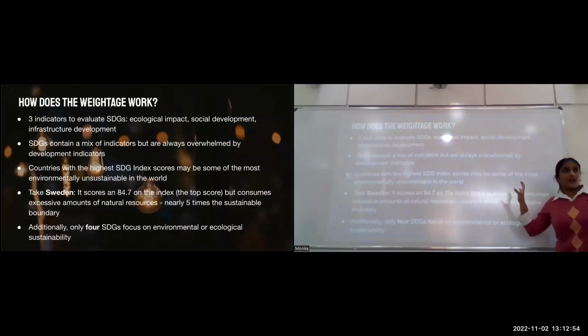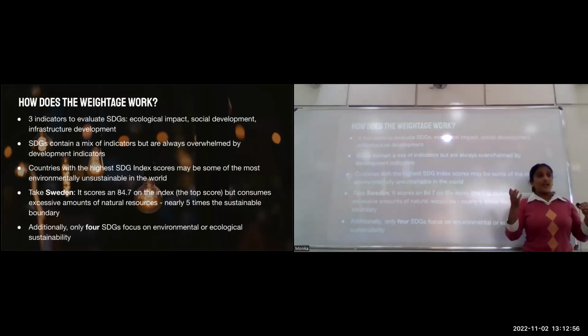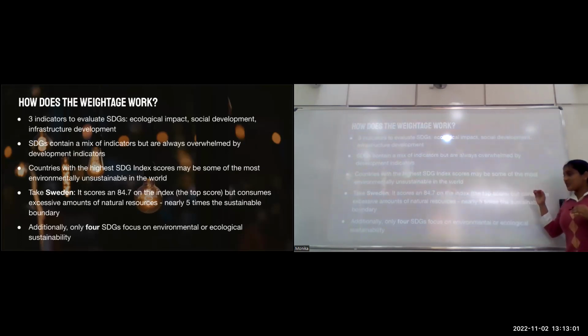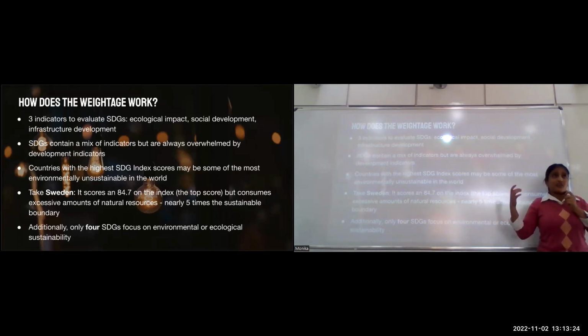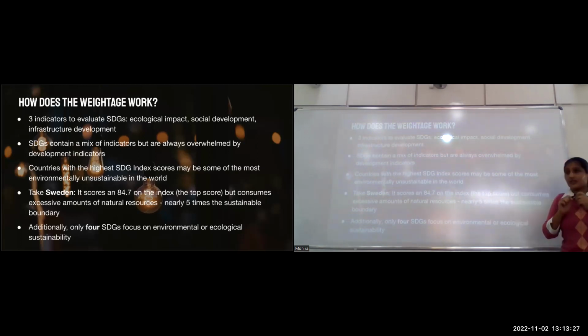So let me explain how the weightage works, how countries are evaluated, because this is very important to understand why it's unfair. There are 17 SDGs. Each SDG has specific indicators on how to measure it. And these indicators come in 3 categories. The first one is ecological impact. Next is social development, which includes poverty, for example. And the next is infrastructure development, which is very much related to economic development.